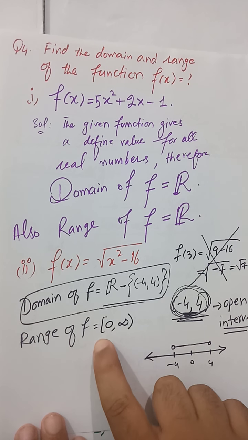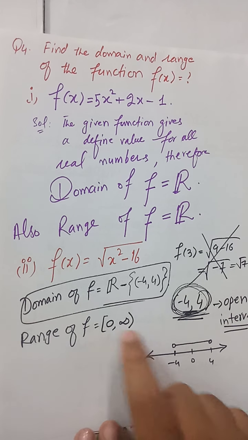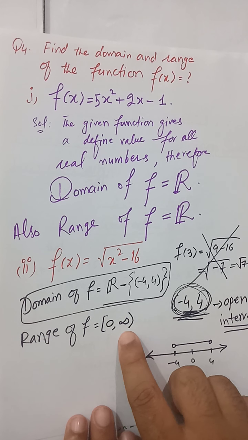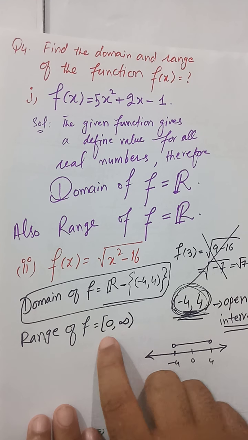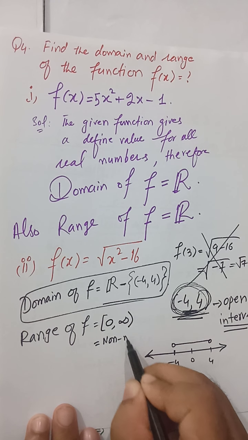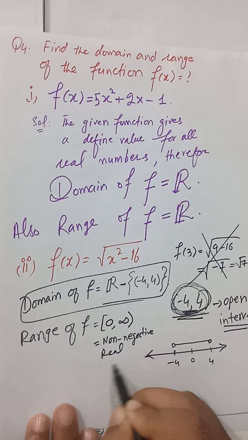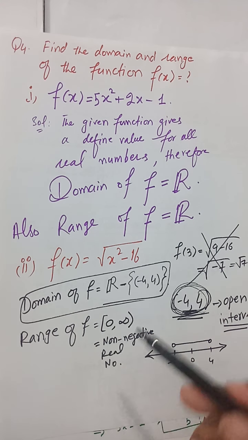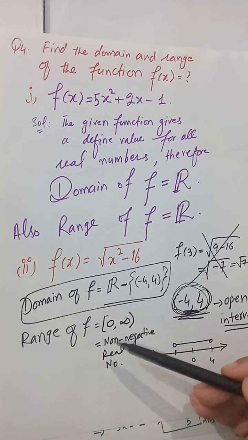So this is half open, half closed. From this side this is closed, meaning 0 is included, and after 0 all the real numbers up to infinity are included. So non-negative real numbers. In other words, you can say that this is the notation for the non-negative real numbers. So this is the range of this function. This is an important part. You must understand these two, how you can calculate the domain and how you can calculate the range.